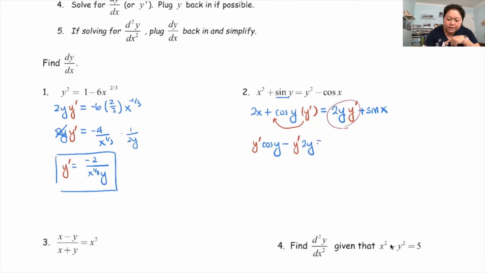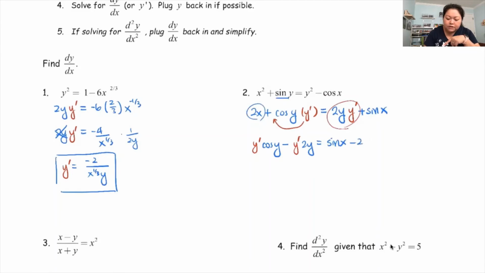So what stayed on the right? I have sine x, and I gotta move this 2x over, so minus 2x. Now it's ready for the next step. Everything on the left-hand side has a y prime. Everything on the right-hand side does not. So let's factor out the y prime on the left-hand side.